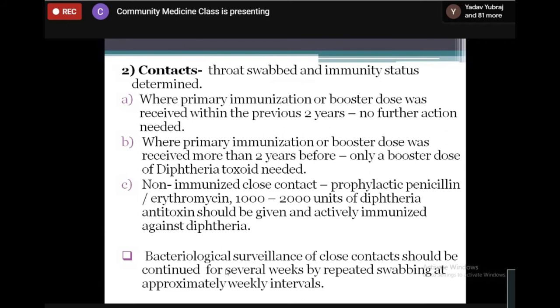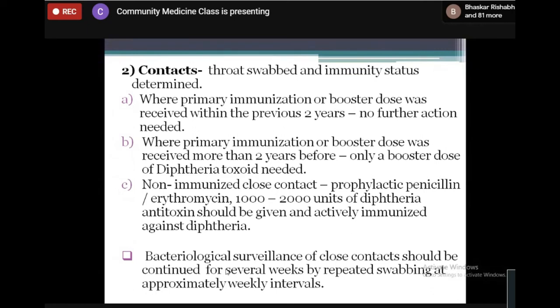For contacts, now there is an active case in the family. Now other family members are the contacts. Their throat swab should be collected and their immunity status should be determined by doing Schick test. Okay, and if they have taken the primary immunization during their childhood, or a booster dose was received within the previous 2 years. See, booster doses are given in the Western countries. In Nepal, we don't give booster dose for diphtheria. We just give primary immunization. But in Western countries and India, they give booster dose.